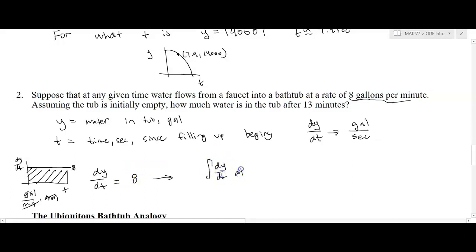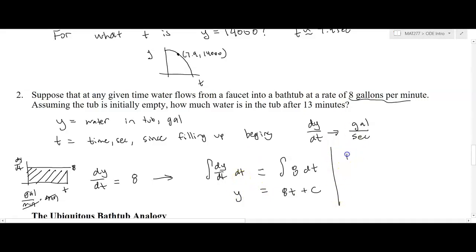What I'm asking is, what function did I have to take the derivative of to end up with 8? Well, that same question can be answered by saying, what is the integral of 8 with respect to t? And that's going to be 8t plus c, and the integral of a derivative is the original function, and so we get y = 8t + c.